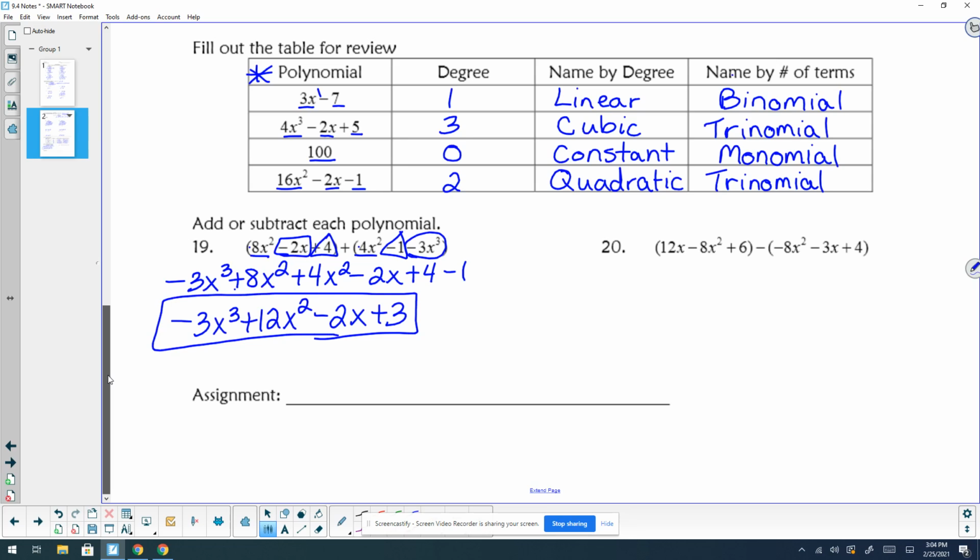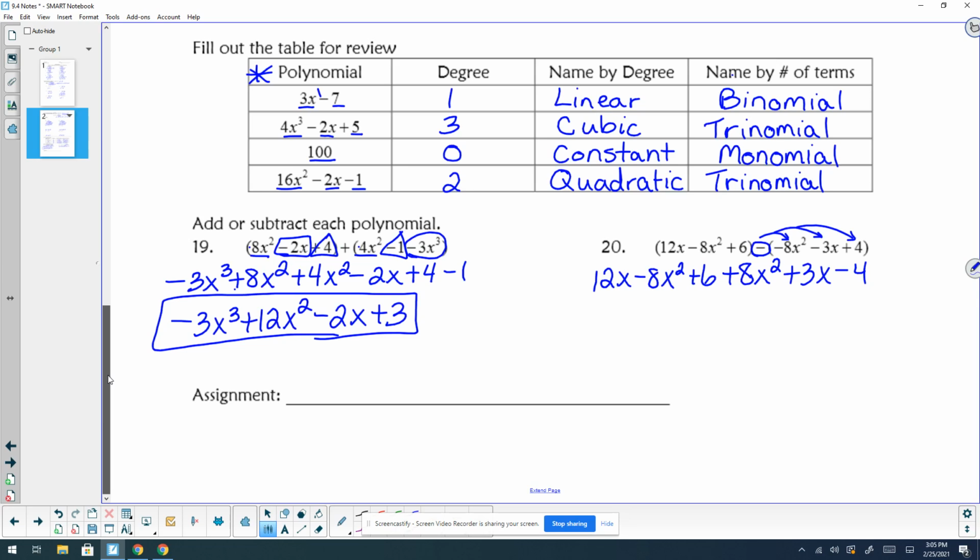Okay? On to 20. Now there is a negative in between. I want to distribute that negative to everything that comes behind it. I can go ahead and just write what was in the first parenthesis down. But everything in the second set of parentheses will get a different sign. The sign will change. So the negative 8x squared becomes positive, the negative 3x becomes positive, and the positive 4 becomes negative. At this point, I want to go ahead and combine like terms.